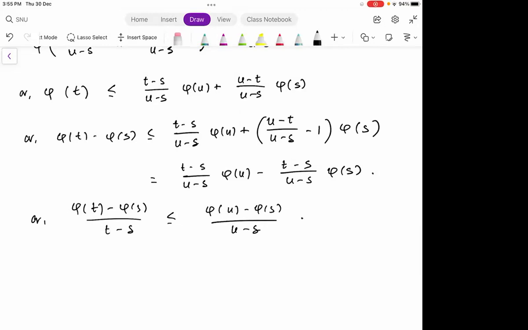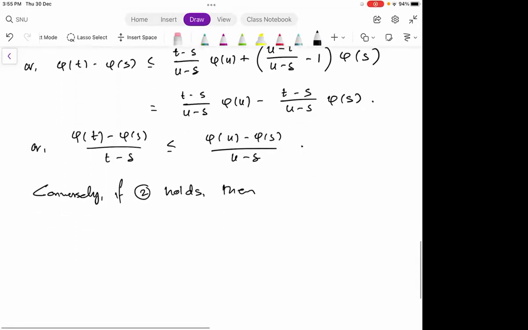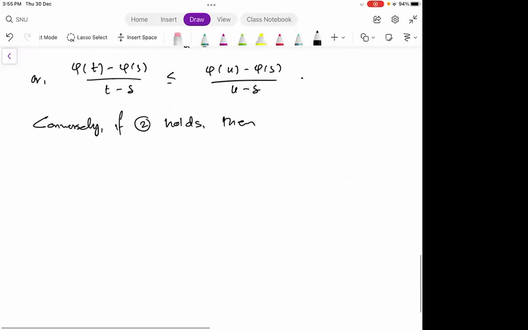So if phi is convex, then this is true. This is exactly equation 2. Conversely, if equation 2 holds, meaning this thing at the top of the screen holds, I want to show that phi is convex.